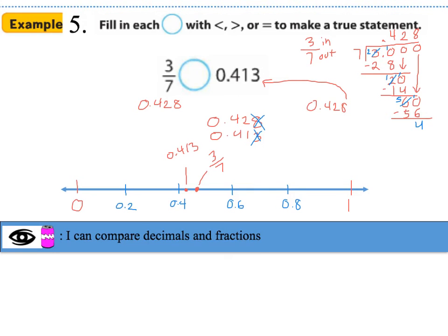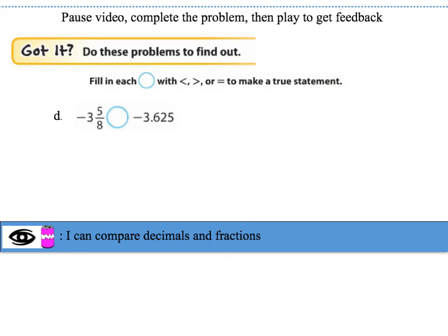0.413. I know for a fact that 3/7 is larger because it's farther away from 0. It's on the positive side. So in my statement, I'm going to say 3/7 is greater than 0.41. Or you can write it like this: 0.413 is greater than 3/7. So pause the video, complete the got it problem, and play it back for some feedback.